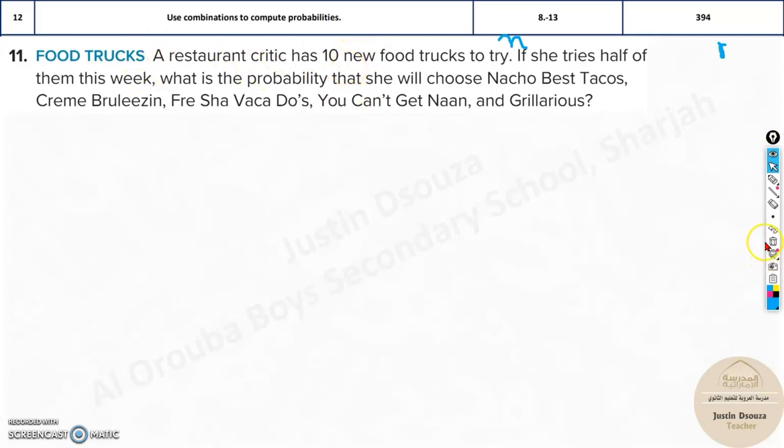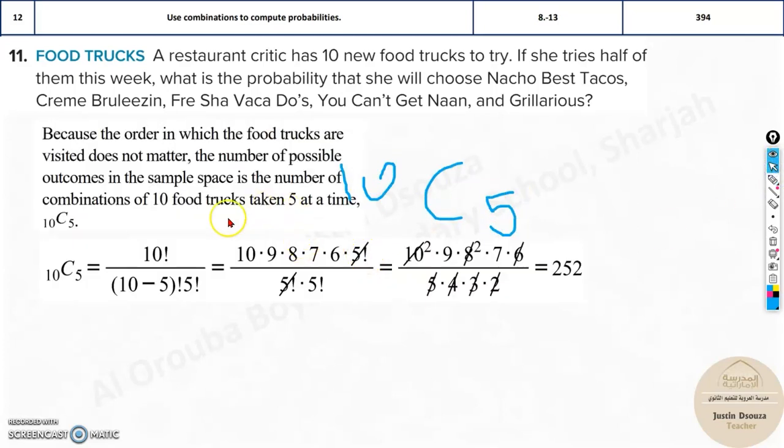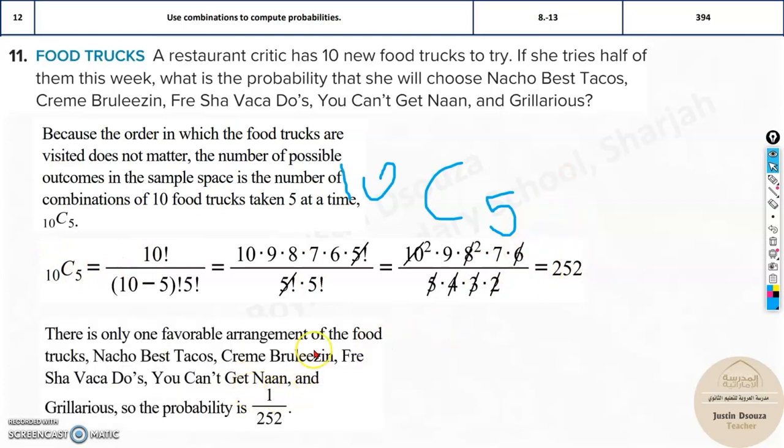Let's read it. A restaurant critic has 10 new food trucks to try. If she tries half of them this week, what is the probability that she will choose all these? Half. What is half of 10? 5. So the answer is 10C5. Half of 10 is 5. That's it. 10C5, you'll get 252. 1 divided by 252 is the answer, because to get this combination, there is only one possible way.